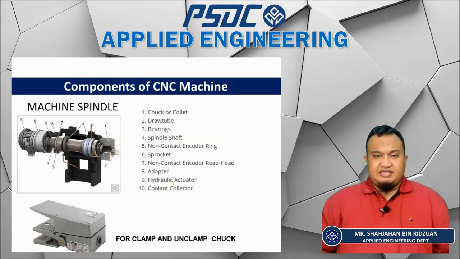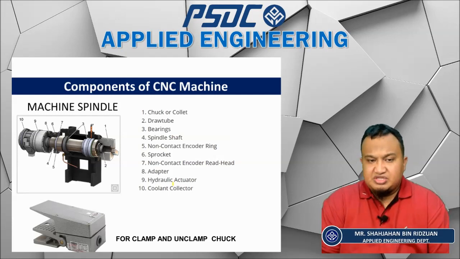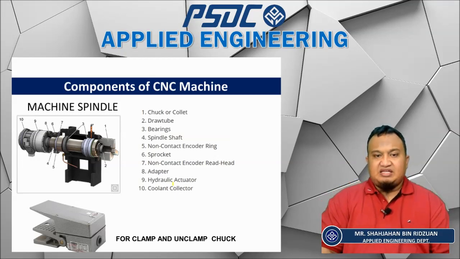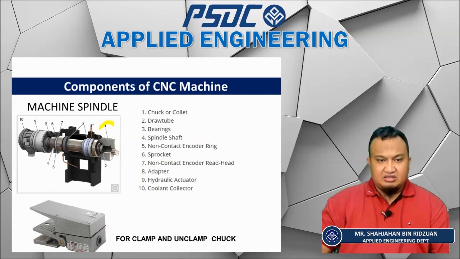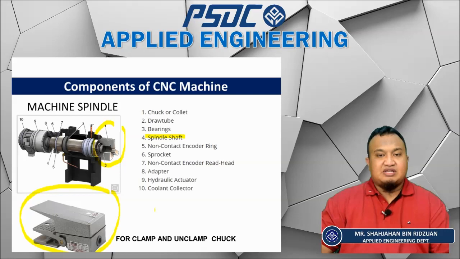A CNC machine consists of a machine spindle. The machine spindle itself has several parts: chuck or collets, and then draw tubes, a bearing, spindle shaft, non-contact encoder rings, sprockets, non-contact encoder read heads, adapters, hydraulic actuators, and coolant collectors. To clamp and unclamp the 3-jaw chucks, we use foot pedals.